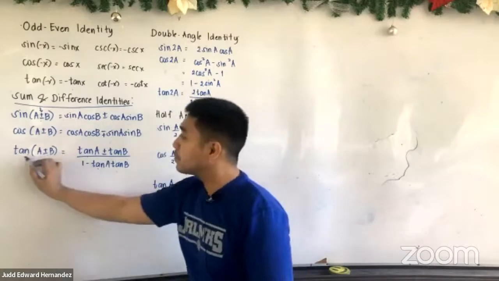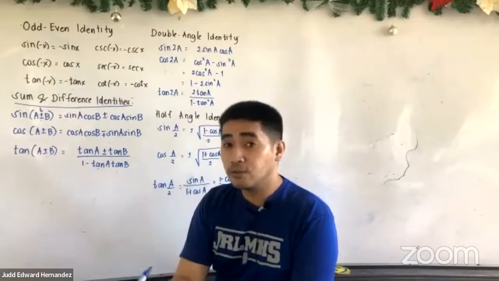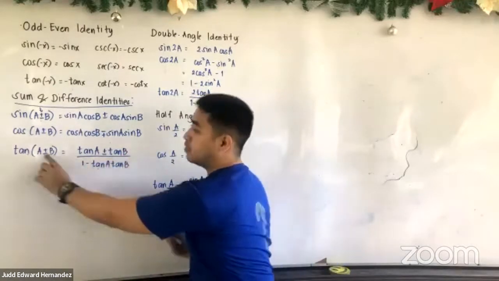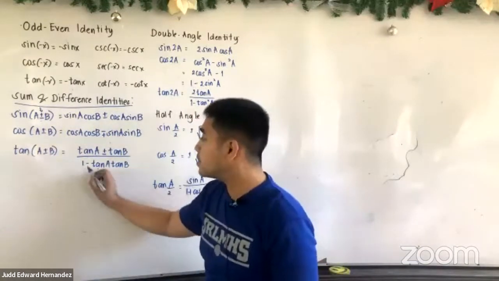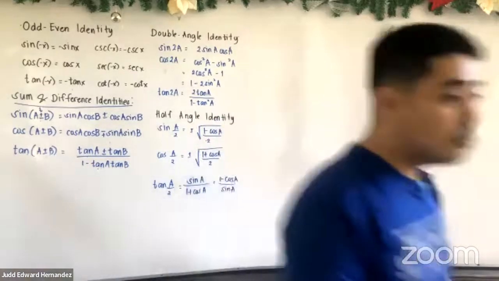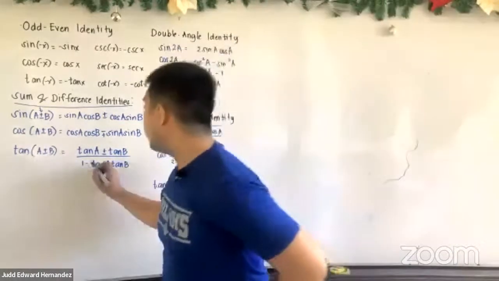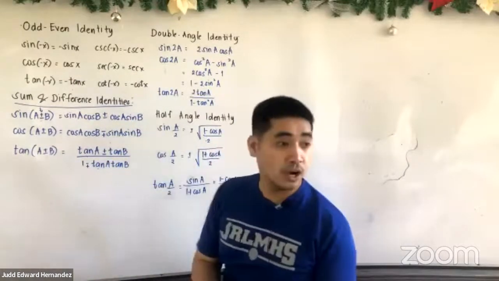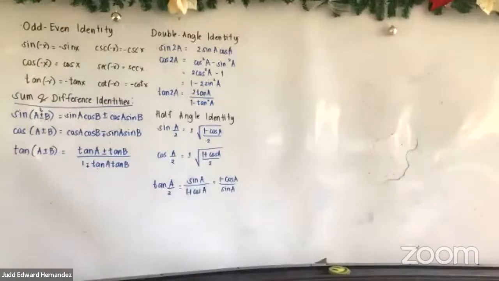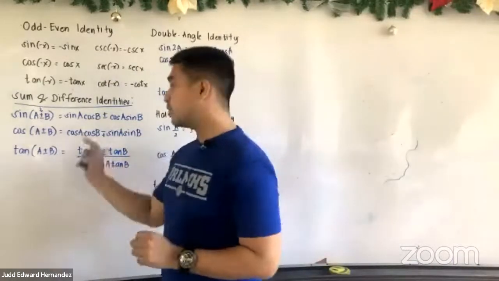At kapag tangent, same lang siya ng sign na arrangement ng signs niya is tan A plus tan B kung plus siya. Tan A minus tan B kung minus siya. Pero, this becomes 1 minus. Okay? So, minus po siya. So, that is 1 minus. Kung plus siya, tapos plus naman po siya kung minus. Okay, maliwanag po yun ha? So magbabaligtad lang naman siya. Okay, is this clear po? Yung sine, cosine, tangent natin.